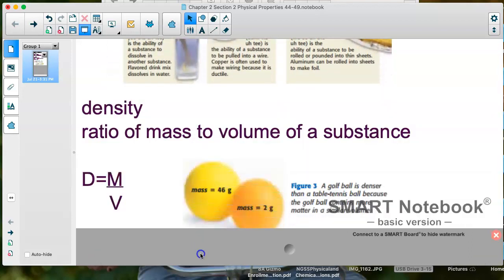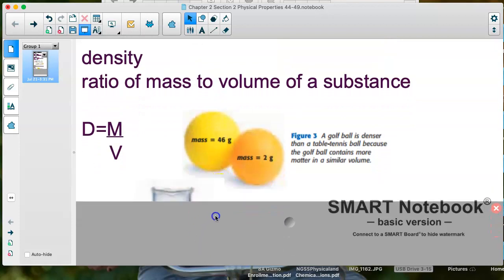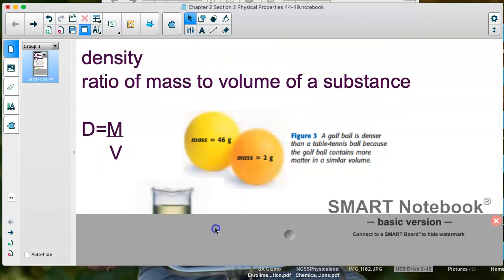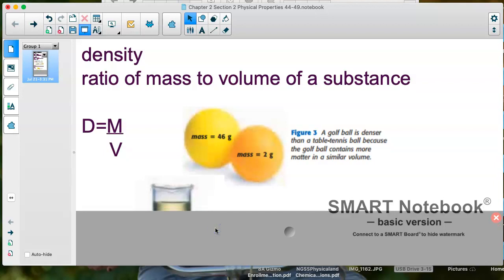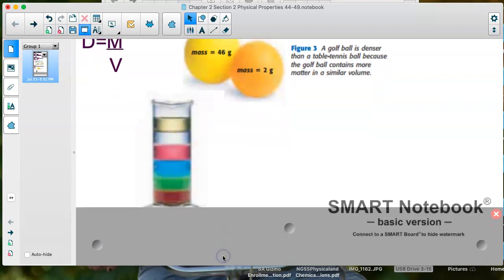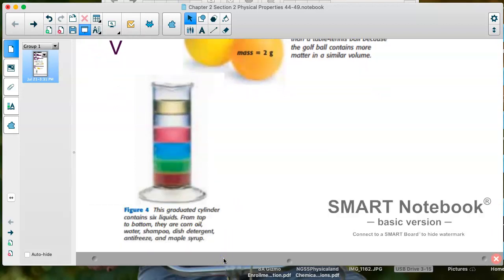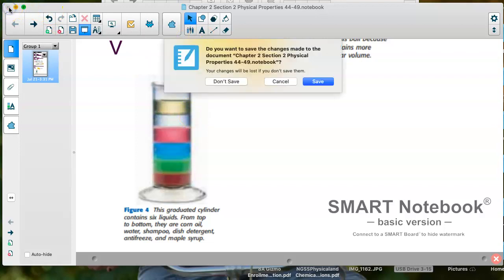So we talked about density. We're not going to spend a ton of time on that, but a golf ball is denser than a table tennis ball, right? Because the golf ball has more compact mass in that space. So we already saw an example of this too, where you can take different liquids in a graduated cylinder: corn oil, water, shampoo, dish detergent, antifreeze, and maple syrup, right? The maple syrup's on the bottom because that's the most dense. So these are examples of physical properties.